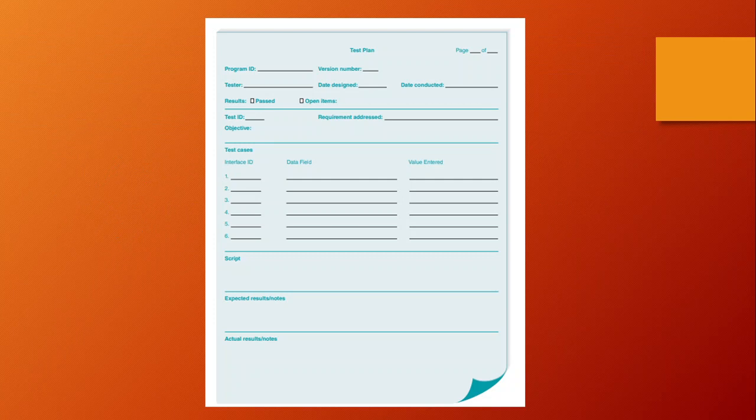So this is how the test plan looks like. So this is just a template. You find a lot of different test plan templates that you can use. It's all up to you to see what type of template you're going to use. All right? So this is just an example of a test plan. All right, so it has the tester's name, the date it was designed, the date conducted, the result, whether it passed or, open items, and then interface ID, data field, and so many other things. All right, so this is just an example, a template of a test plan.